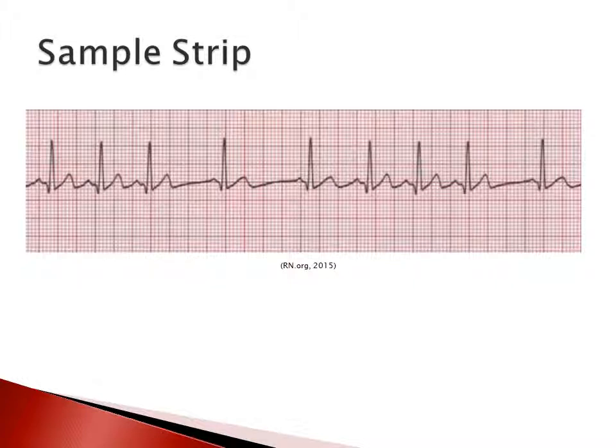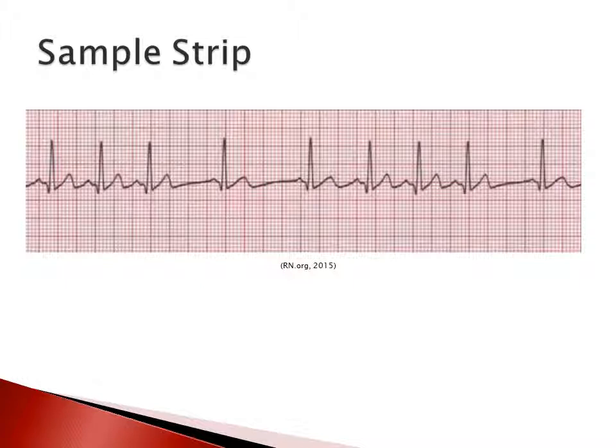We'll analyze another strip here for practice. So we see here that the distance between our P waves definitely varies. It looks shorter in the beginning and then it seems to lengthen, and then it gets shorter again. So we know that this rhythm is irregular. Our rate, based on the number of QRS complexes multiplied times 10, is 90, which is normal.